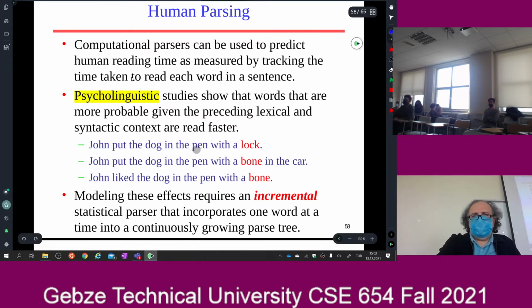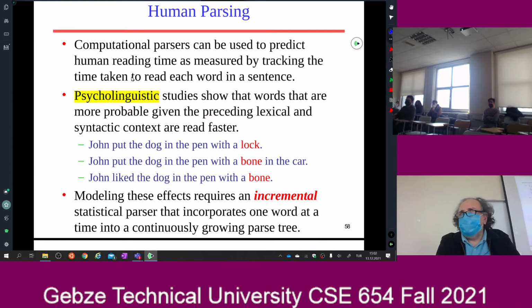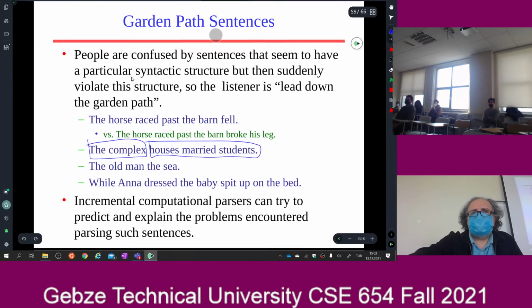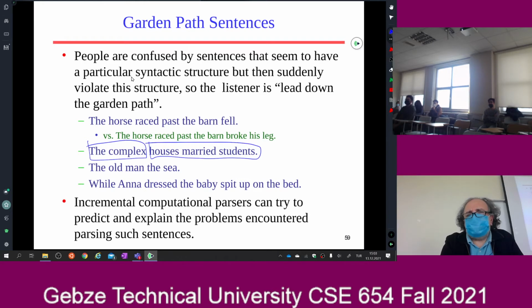Okay, in the pan, what is in the pan? Where is the lock? Does the lock belong to the dog or the pan? And you need to think about them. You need to figure out the prepositions and who is modifying what kind of stuff. These are usually called garden path sentences, and usually they give us trouble, and when we read them first, we don't understand what's going on.